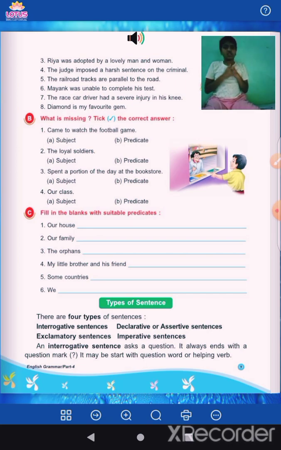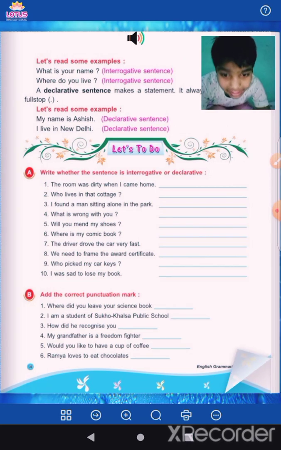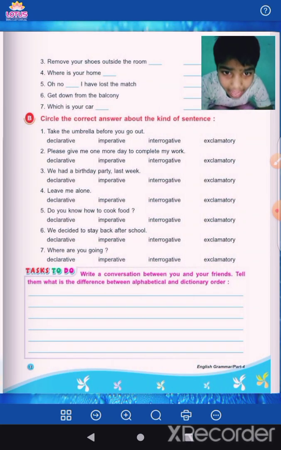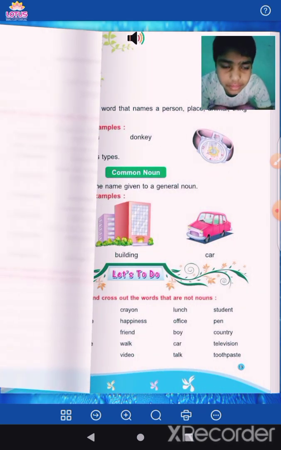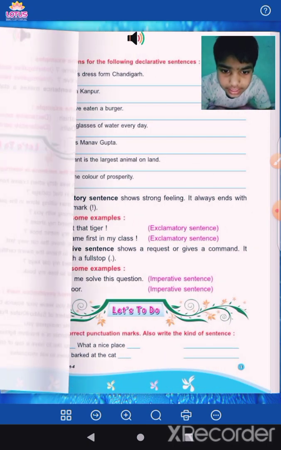So shall we start with the next type of learning? Shall we? But let me check how much of the chapter is remaining. If we finish it as quickly as we can, it will be good. Okay, so still some is remaining and I have to give you a whole recap as well, but let us start it then.